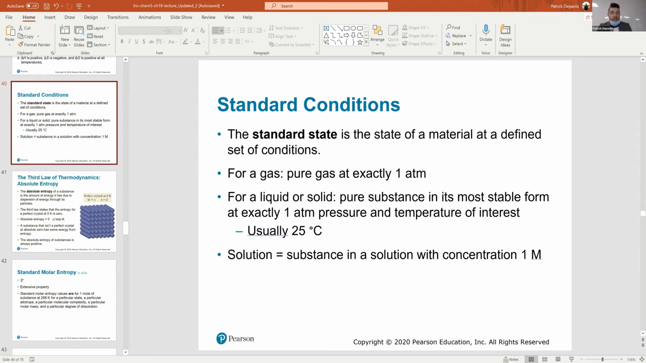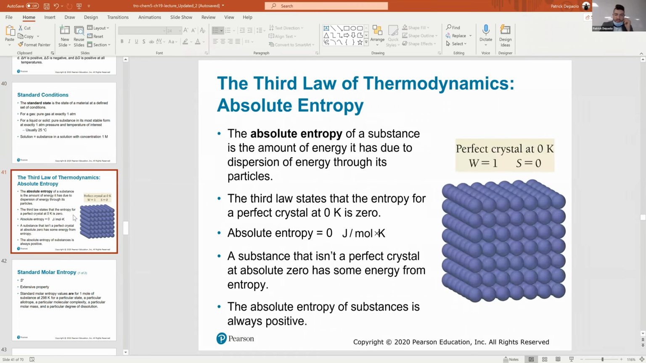For a gas, exactly 1 atm is the standard state. For a liquid, it's usually 25 Celsius. For a solid, it's 25 Celsius and 1 atm. Then for a solution, it's usually 1 molar. These are standard conditions.